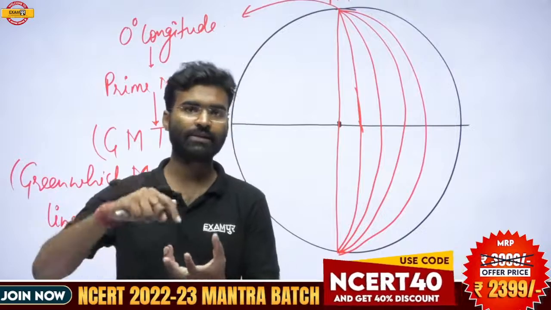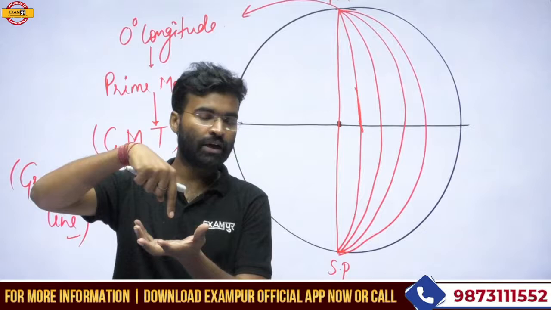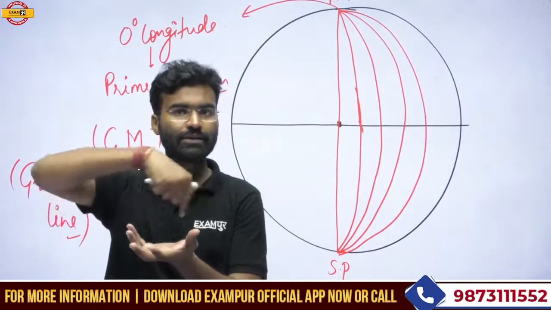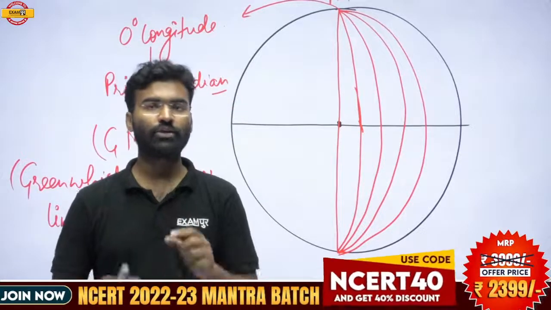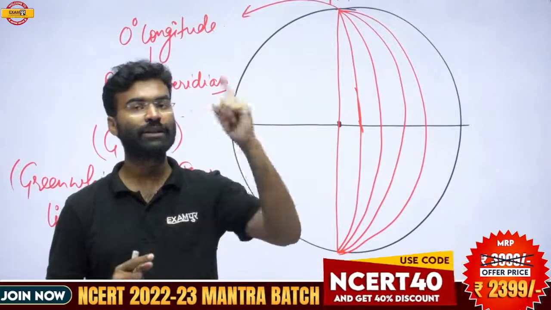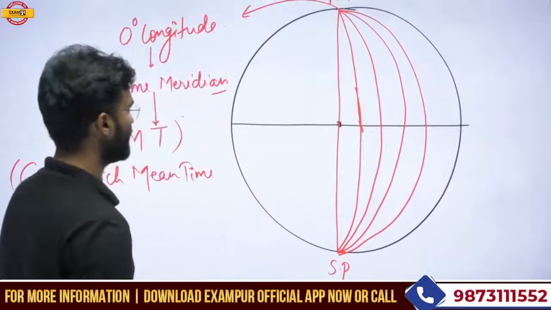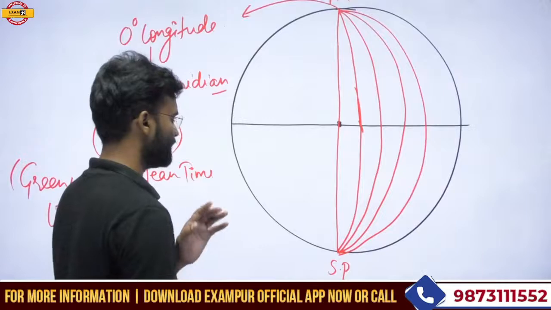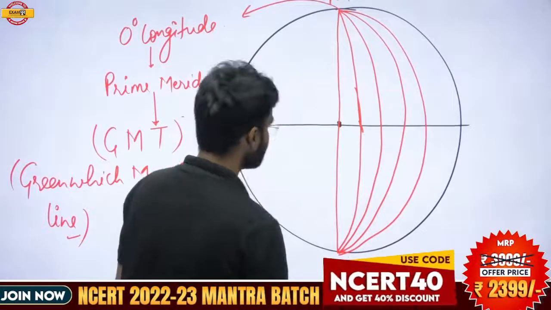If you want to make an angular distance from a center, then from a center we can take the 360 degree angle. So, in the case of the longitude, you can take the 360 angle. In the case of the latitude, you can take only the 90 degree angle on one side. So, it is the 360 degree angle from the center of Earth.